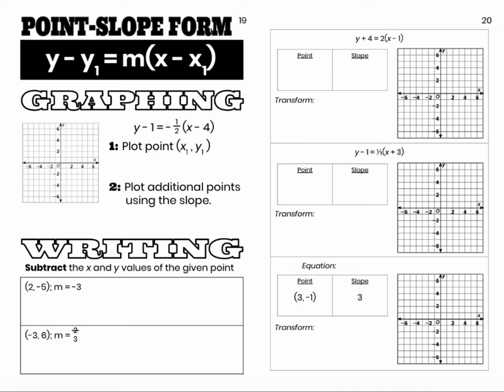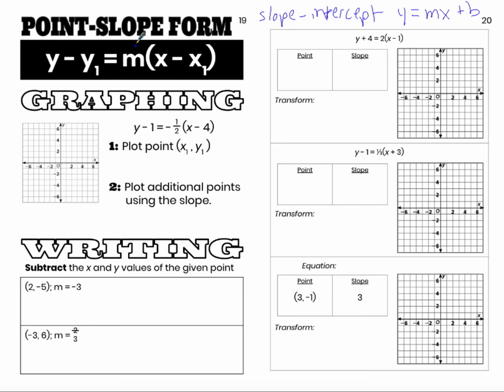On page 19 and 20 of our Unit 2 notes, we're looking at a new form of a linear equation called point-slope form. The form that we have been working up to this point is called slope-intercept form, and that is the form y equals mx plus b. It's called slope-intercept form because it's written with the slope as the coefficient in front of x plus the y-intercept.